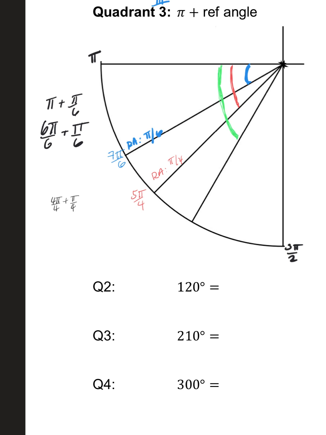Okay, so this reference angle for us here is pi over 3. So I had 3 pi over 3 plus pi over 3. So this angle is 4 pi over 3. All right, let's do the last quadrant.